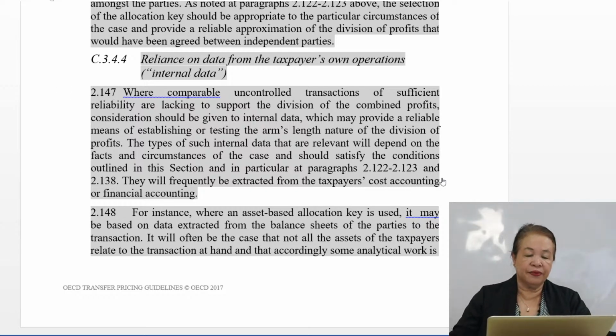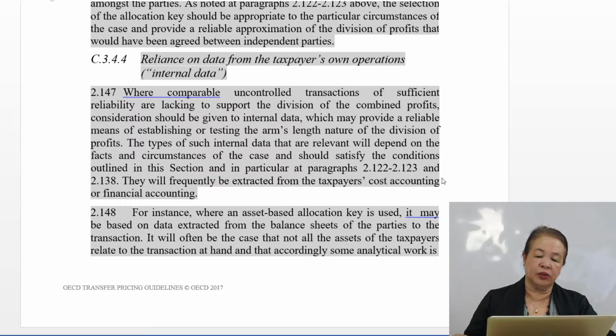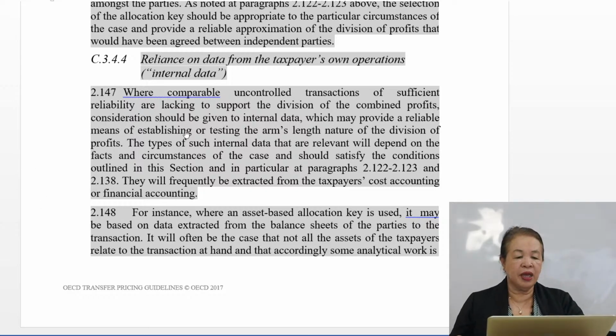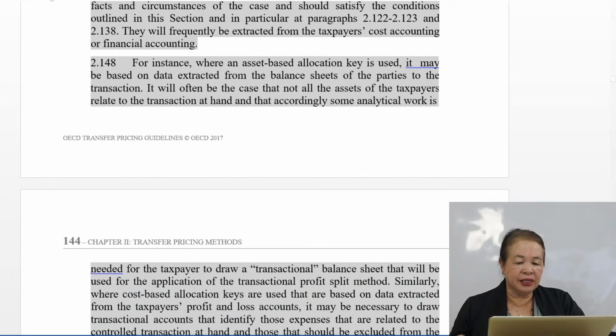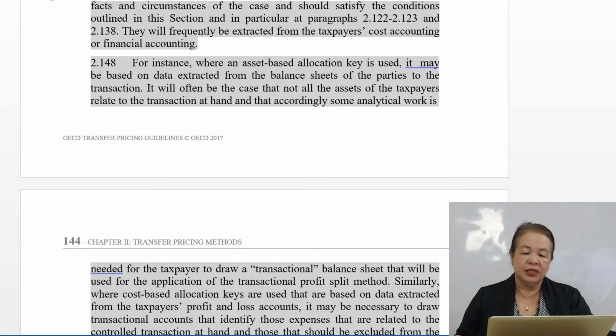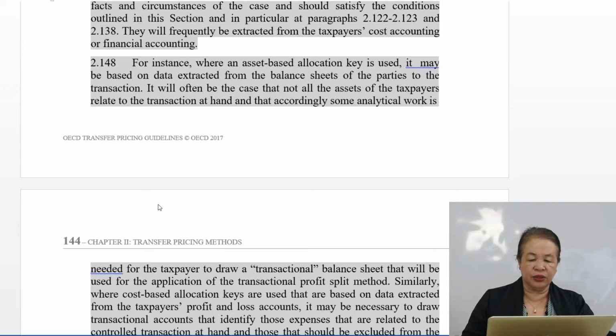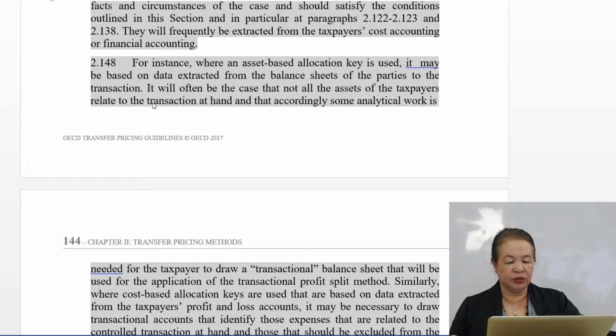So they will frequently be extracted from the taxpayer's cost accounting or financial accounting. So for instance, where an asset-based allocation K is used, it may be based on data extracted from the balance sheets of the parties to the transaction. It will often be the case that not all the assets of the taxpayers relate to the transaction at hand, and that accordingly, some analytical work is needed for the taxpayer to draw a transactional balance sheet that will be used for the application of the transactional profit split method.